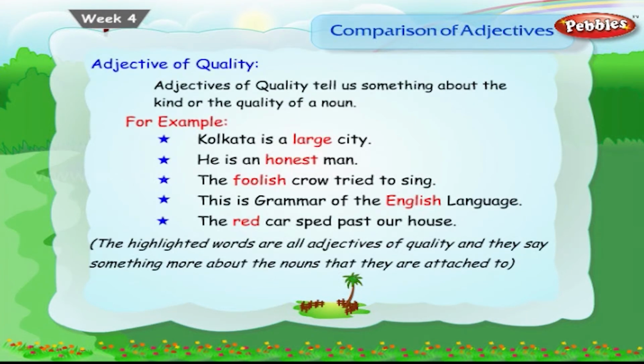Adjective of quality. Adjectives of quality tell us something about the kind or the quality of a noun. For example, Kolkata is a large city. He is an honest man. The foolish crow tried to sing. This is grammar of the English language. The red car sped past our house. The highlighted words as you see them on the screen are all adjectives of quality. They say something more about the nouns that they are attached to.